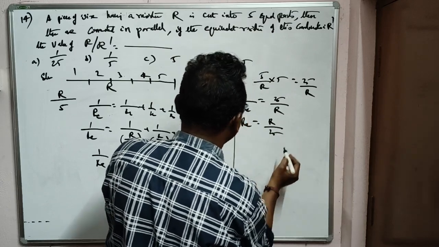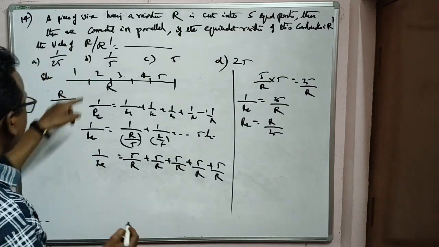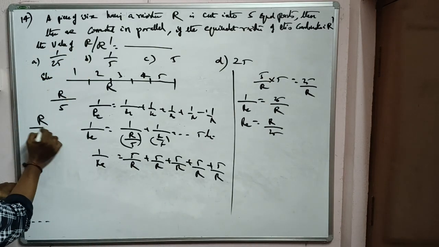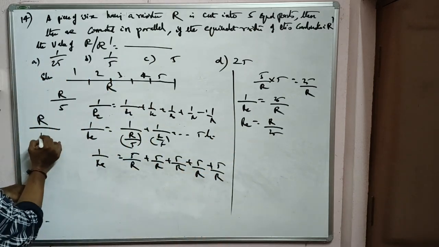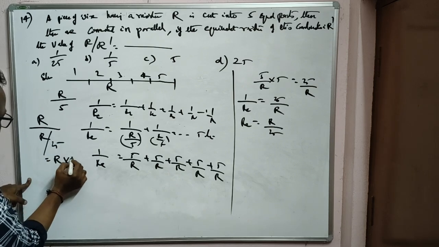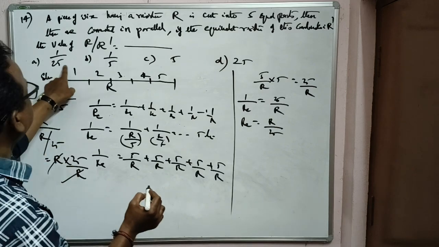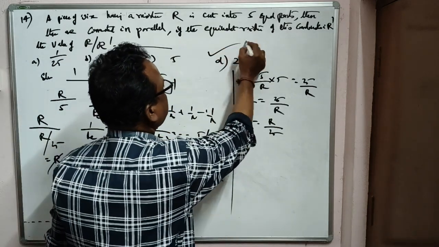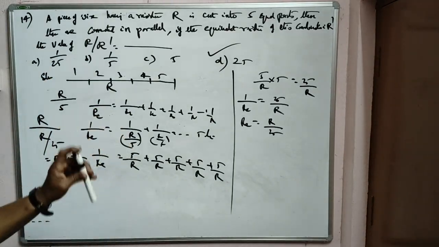But it is asking what is the value of R by R dash. Original value was R. R dash means effective value in the parallel connection. How much? R by 25. So R by R dash is R into 25 by R. R cancelled. 25. See where is the answer? D. Are you following? So these type of problems are little twisting problems.